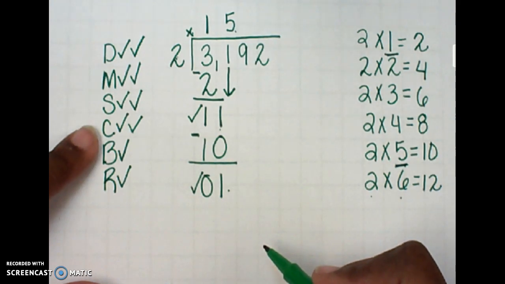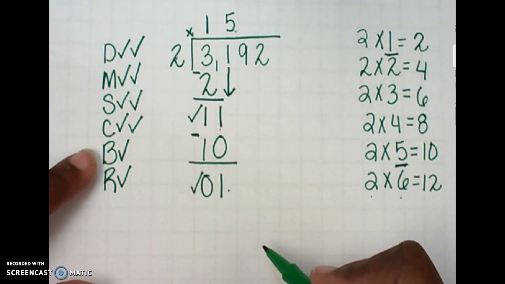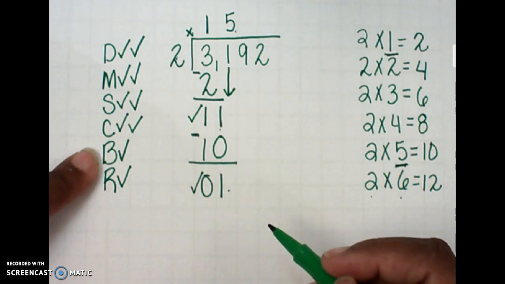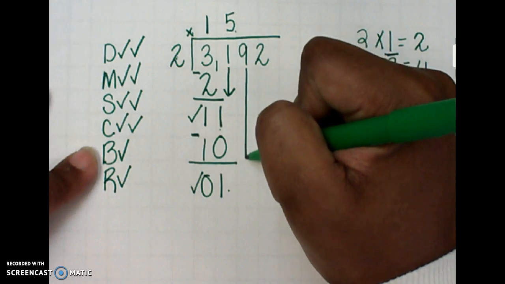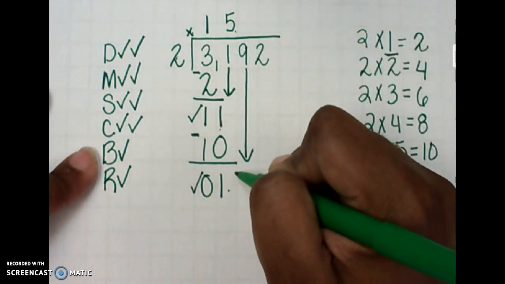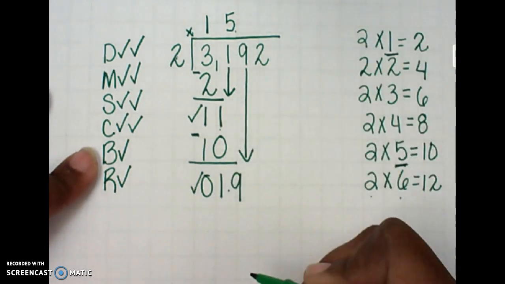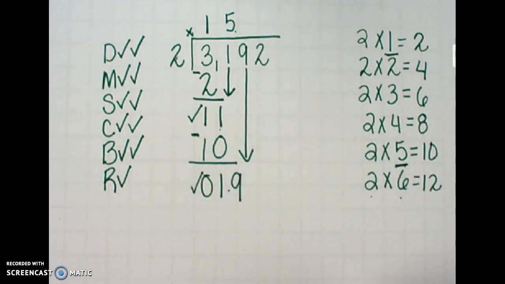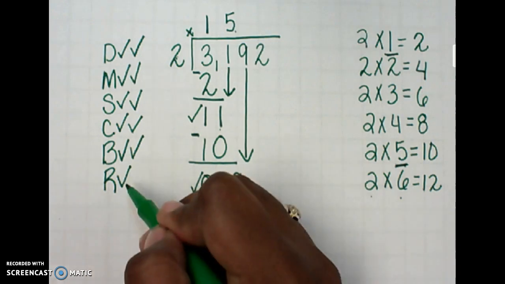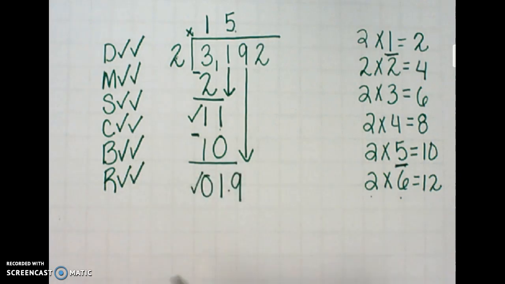Now I'm ready to do B for bring down. I am going to bring down my 9 all the way to right next to my 1. I have done B for bring down. Now I'm ready to repeat. I'm checking my R for repeat, and I'm starting all over.